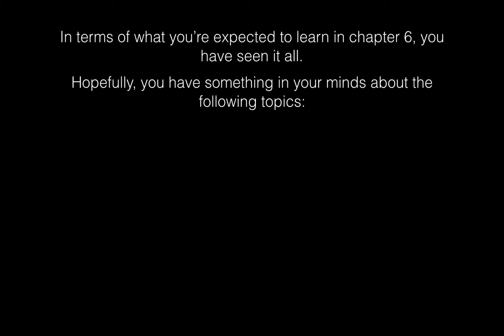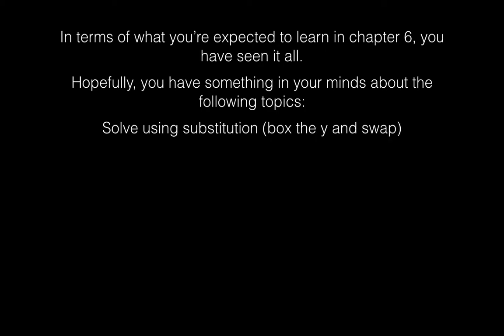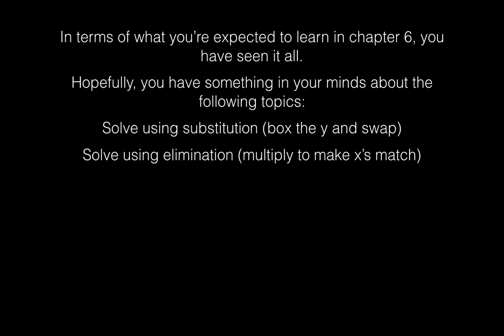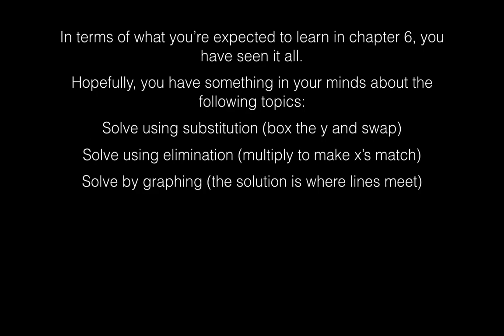Hopefully you have something in mind about the following topics. Substitution is where you put a box around the y, you put a box around whatever y is equal to, and you put it into the second part. You distribute, you do all that stuff. That's the 6.2 stuff that you did. Elimination, where if this was a system, you take the number up here, multiply up here, you take the number here, multiply it down there, make your x's match, switch the bottom row, etc.